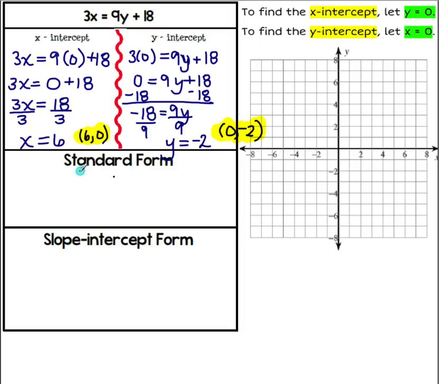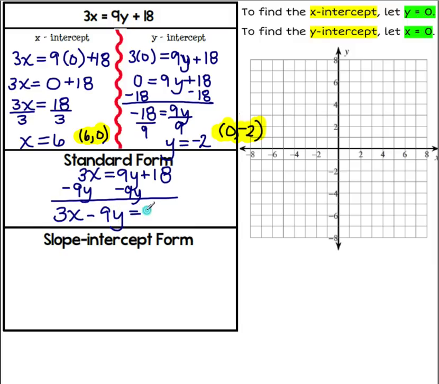So if we were going to write this equation in standard form, so if we have 3x equals 9y plus 18, remember our goal for writing equations in standard form is to get our x and our y term on the same side of the equation. So I would subtract 9y, and I would have 3x minus 9y equals 18. So that would be the equation in standard form.